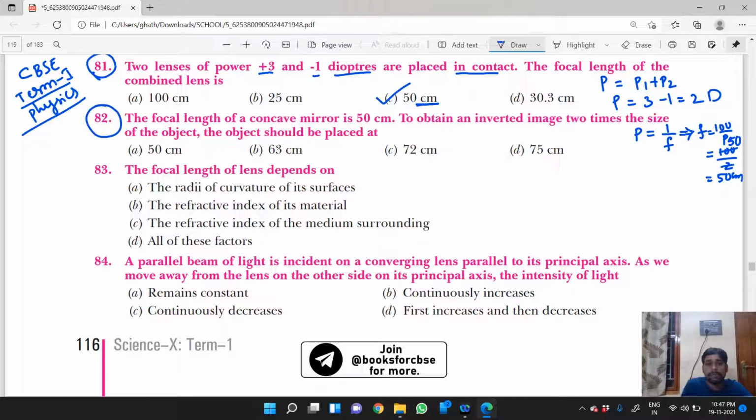This is a numerical. The focal length of a concave mirror always lies on the left side, so it is negative. To obtain an inverted image, which means a real image, 2 times the size of the object, the magnification is given as -2. For a real image, magnification is negative, so magnification is written as minus v by u for spherical mirrors, which is equal to -2. The minus signs cancel, hence v is equal to 2u.